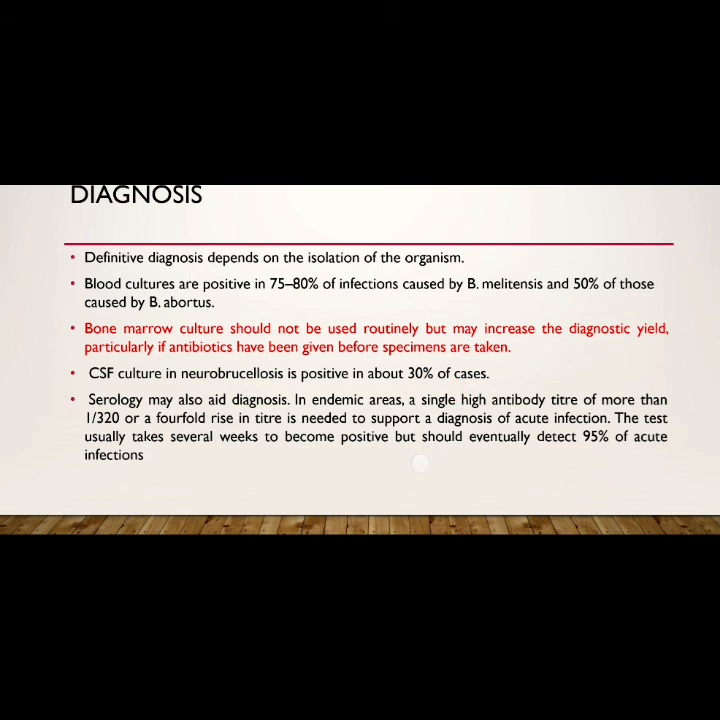Now, serology may also aid in diagnosis in endemic areas. A single high antibody titer of more than 1/320 or a fourfold rise in the titer is needed to support the diagnosis of acute infection. The test usually takes several weeks to become positive, but should eventually detect 95% of acute infections. So the test for the diagnosis is either isolation of the microorganism or a serology test.